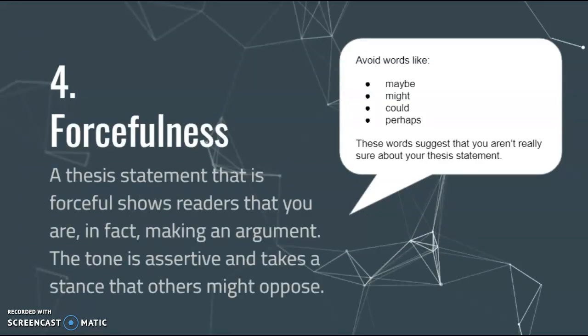Forcefulness. A thesis statement that is forceful shows readers that you are in fact making an argument. The tone is assertive and takes a stance that others might oppose. Avoid words like maybe, might, could, and perhaps. These words suggest that you aren't really sure about your thesis statement.